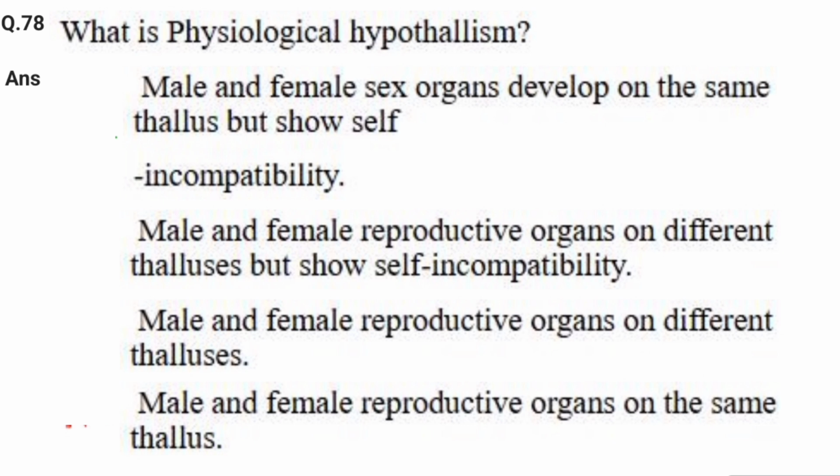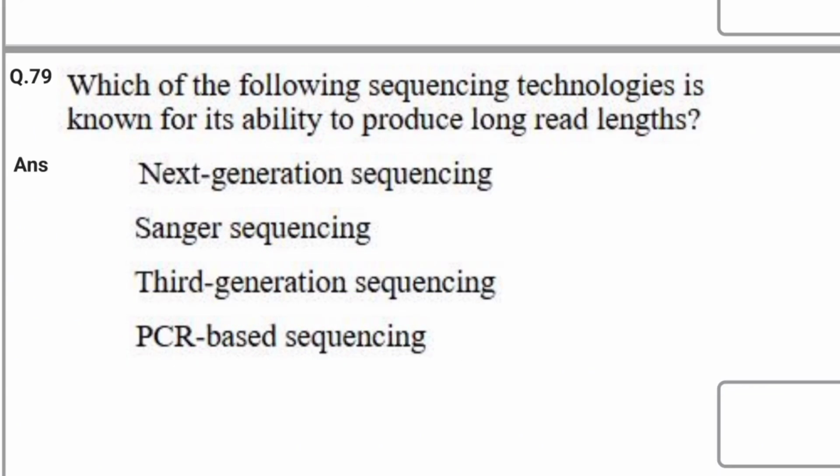What is physiological heterothallism? Options are: male and female sex organs develop on the same thallus but show self-incompatibility; male and female reproductive organs on different thalluses but show self-incompatibility; male and female reproductive organs on different thalluses; male and female reproductive organs on the same thallus. For this, the correct answer is male and female sex organs develop on the same thallus but show self-incompatibility. So that is the correct answer. Let's see the next question.